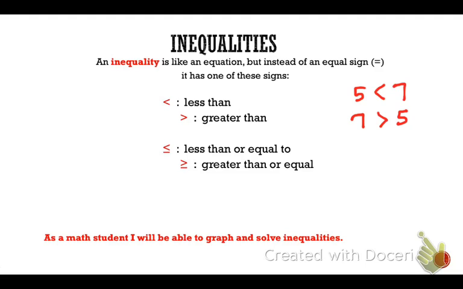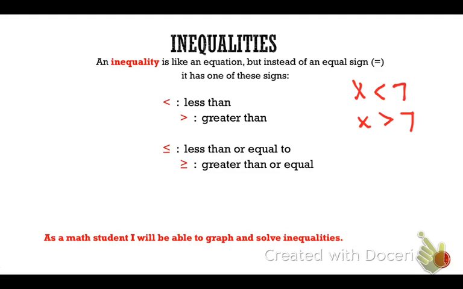Okay. And then we're going to use variables, of course. So instead of 5 per se, we could say that x is less than 7, or x is greater than 7.